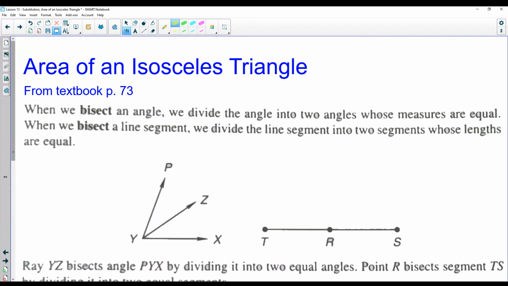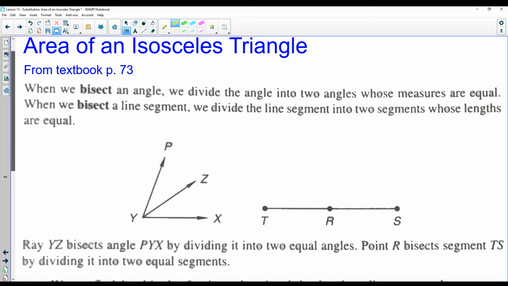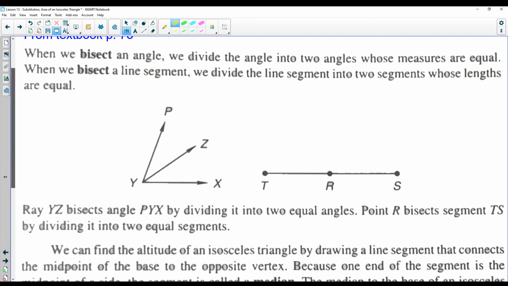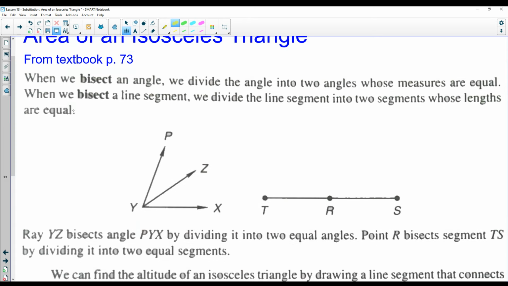All right, we're changing topics now. We're going to talk about the area of an isosceles triangle. So I just copied some text from the book here. We need to get some vocabulary words down. When we bisect an angle, we divide an angle into 2 angles whose measures are equal. When we bisect a line segment, we divide a line segment into 2 segments whose lengths are equal.